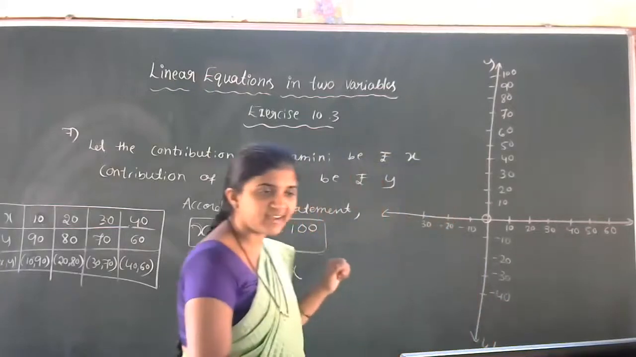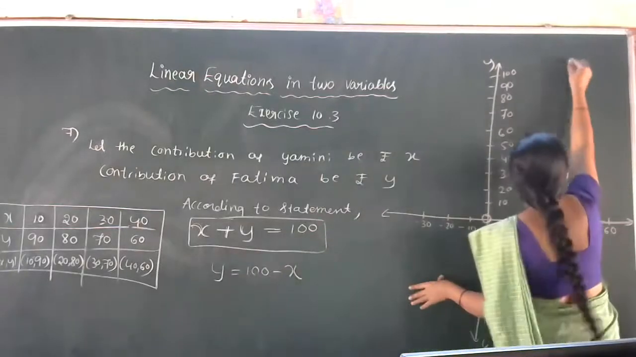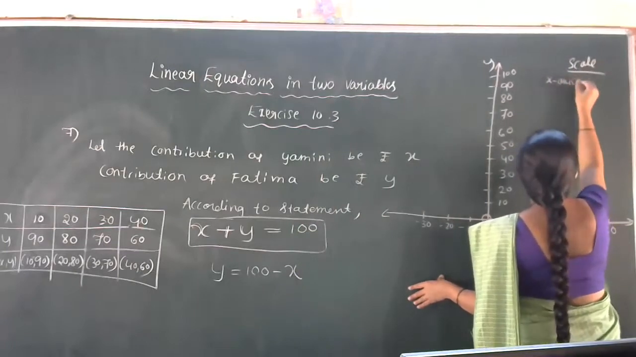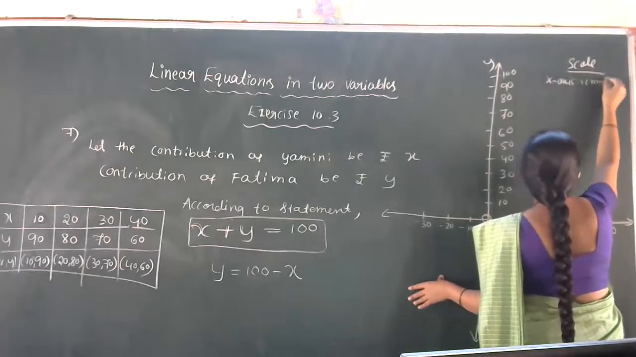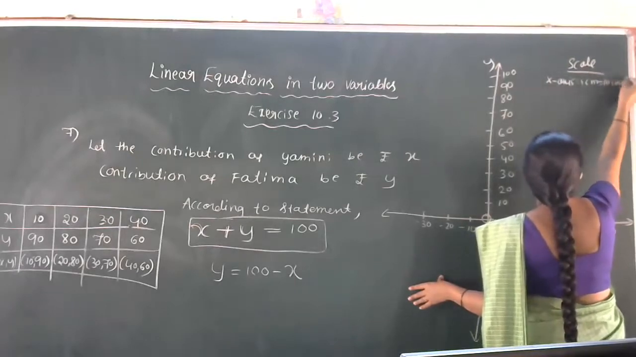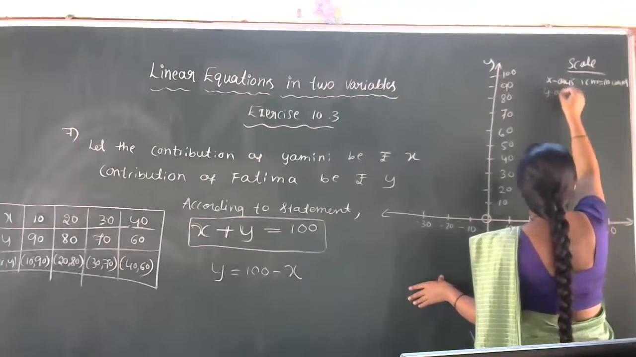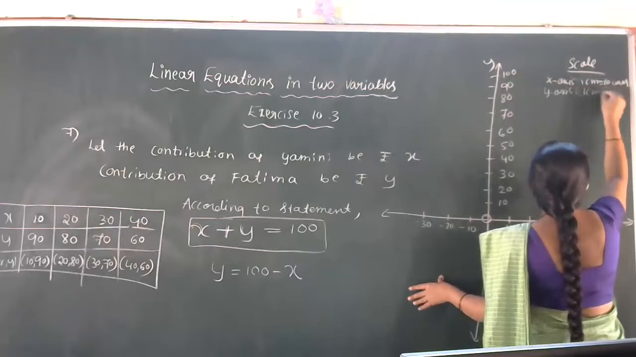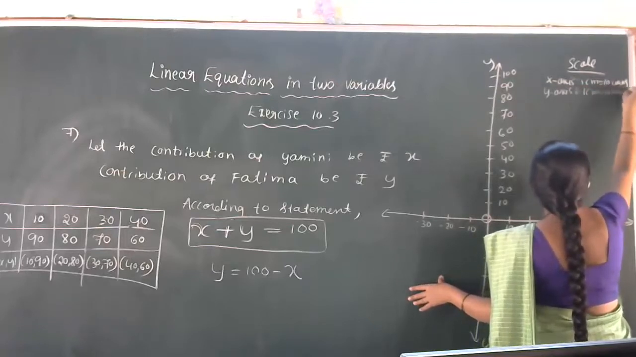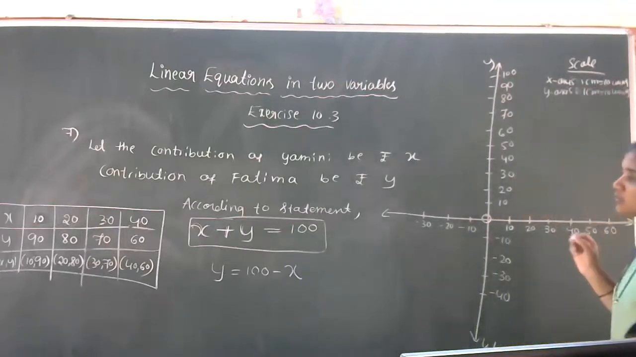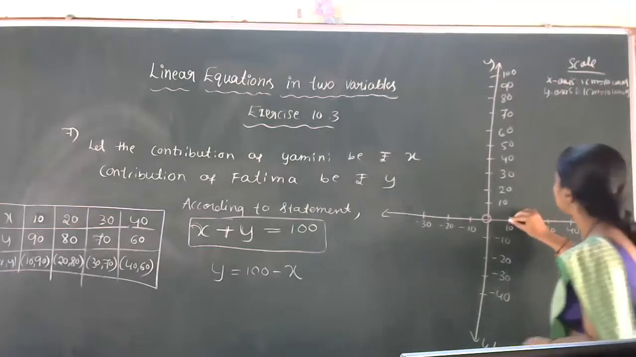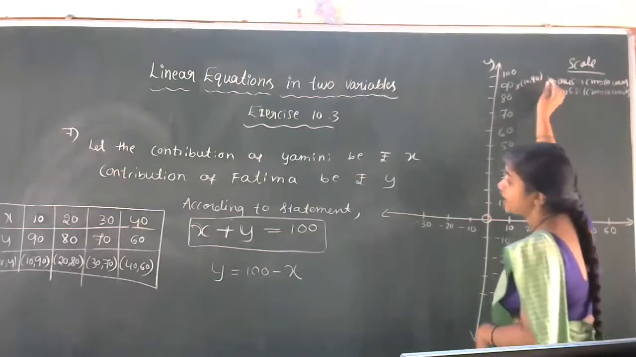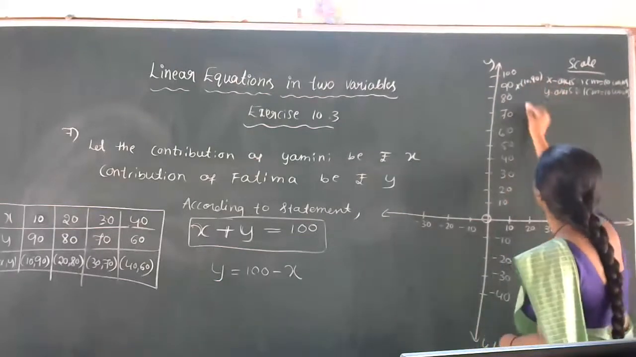Got the idea? What scale should we write? Scale: x-axis, 1 centimeter is equal to 10 units, and the y-axis also the same, 1 centimeter is equal to 10 units. Now, the first value 10 comma 90 is the first point. 20 comma 80 is here.